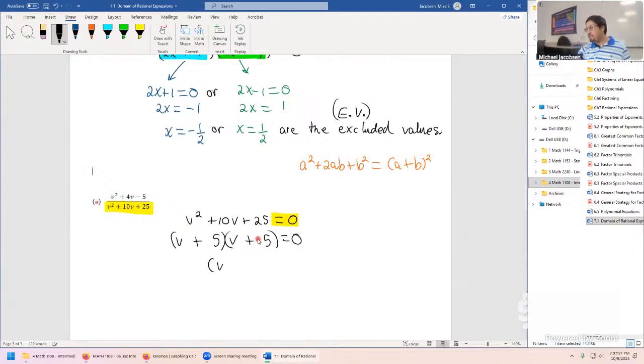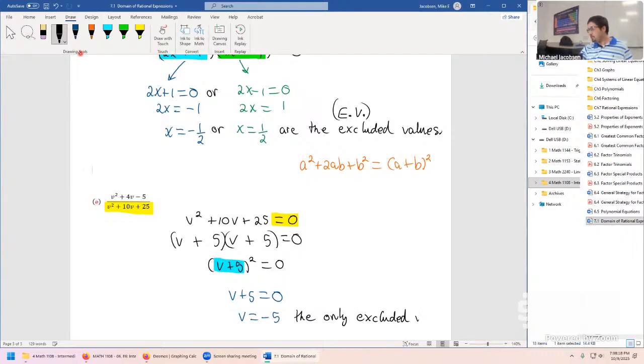This one you could rewrite as v plus 5 squared equals 0. But then we would just take the v plus 5 itself, set that to 0, and v would be -5. So this is the only excluded value. It's a unique one this time.